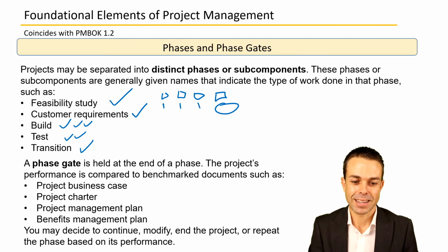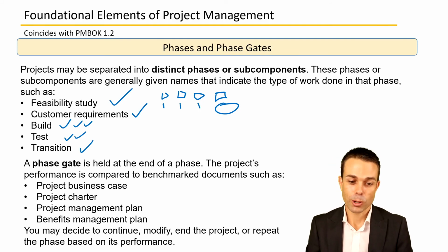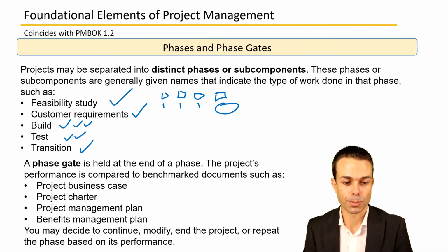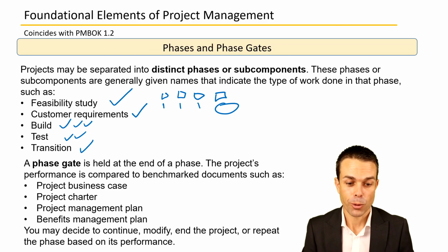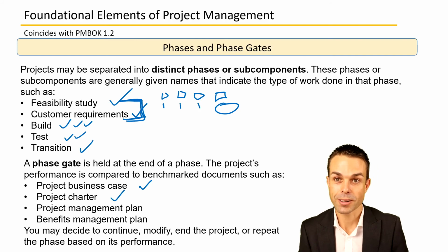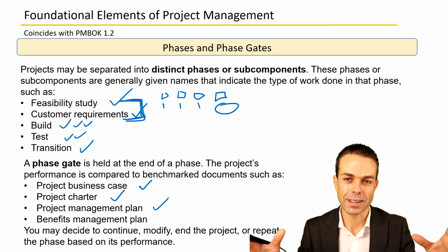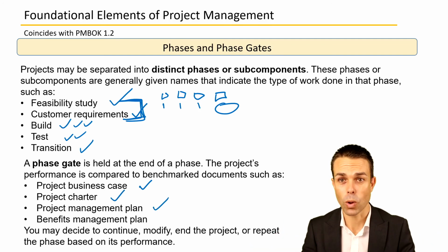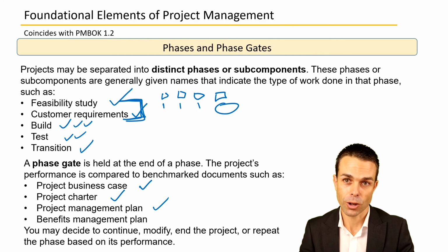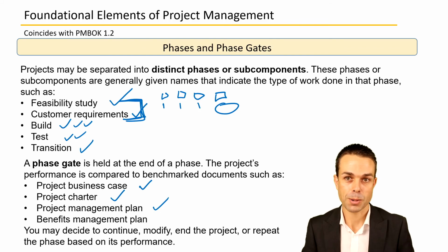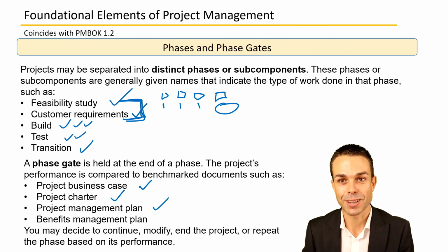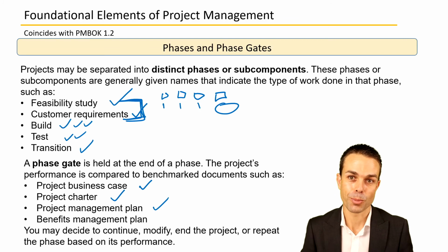So that phase gate is the end of a phase, and a project's performance is benchmarked to documents such as the project business case, which is potentially up here, the beginning documents. The project charter kicks off a project. The project management plan combines all of the things like risk, scope, schedule, quality, communication, stakeholders, all of those things into one project management plan that you use to monitor and control and execute on the project as you're going along.